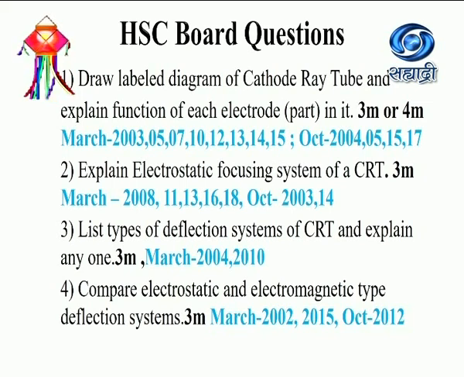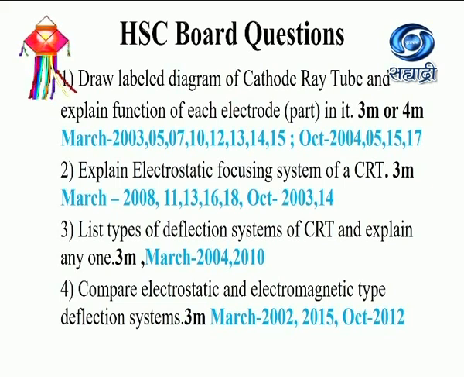So you have to draw the electrostatic focusing system diagram for 1 mark, that is the ray diagram of the electrostatic focusing system, and you have to explain the details of the electrostatic focusing system, how the electron beam gets focused in this system. Third question, list types of deflection system of CRT and explain any one. So there are 2 types of deflection systems in CRT, that is magnetic and electrostatic, and you have to explain any one of them for 3 marks. For each type, you have to draw the diagram also.